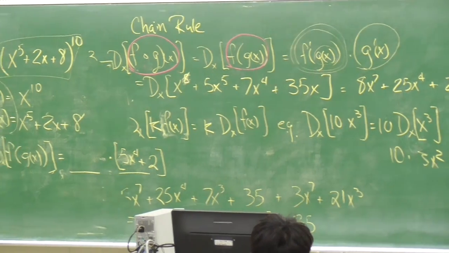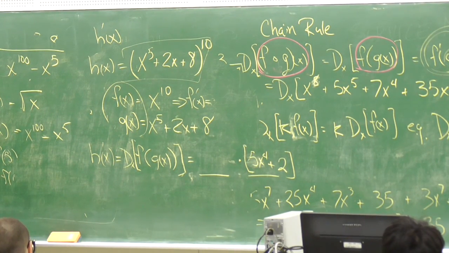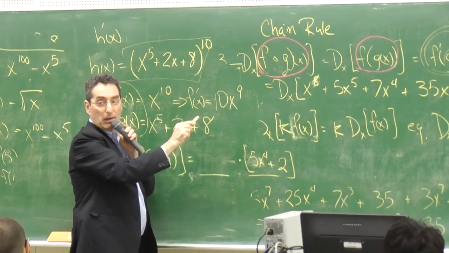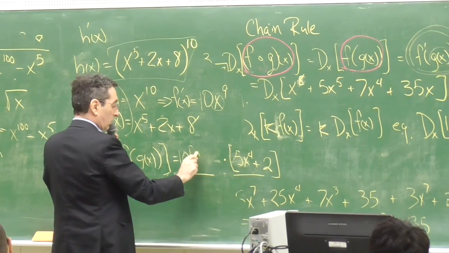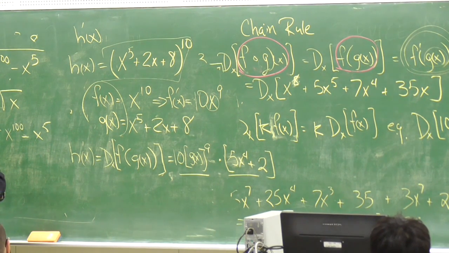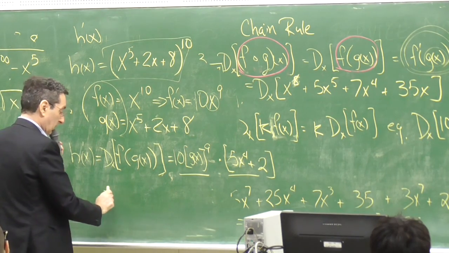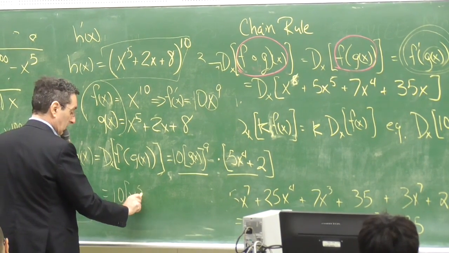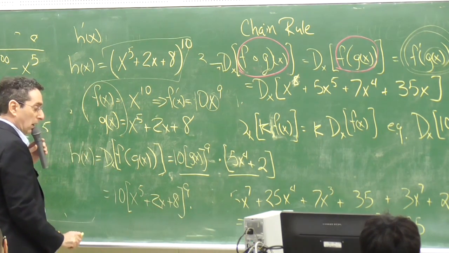So what is f prime? First we need to know what f prime is. If f is x to the 10th, then f prime is 10x to the 9th. But don't put in x, put in g. So put in g here, right? So I need 10, I'll just write it out, g to the 9th. And that's it. But of course we don't want to leave g there. But that was much shorter than doing it the long way. So what if we finish it, what do we get? 10 times g, which is x to the 5th plus 2x plus 8, to the 9th, times g prime.